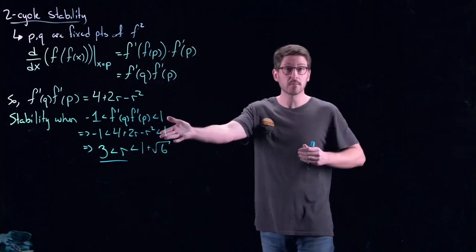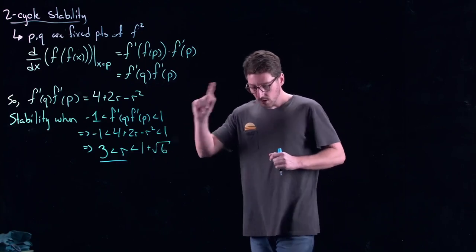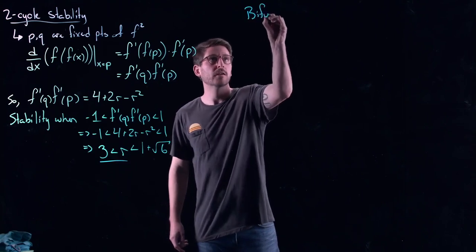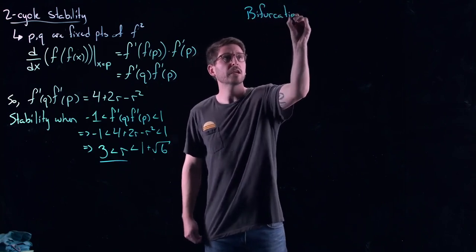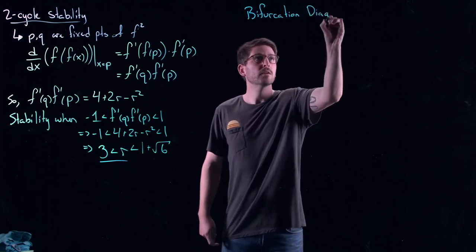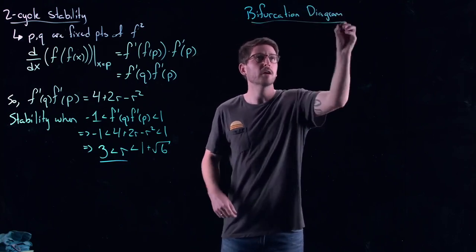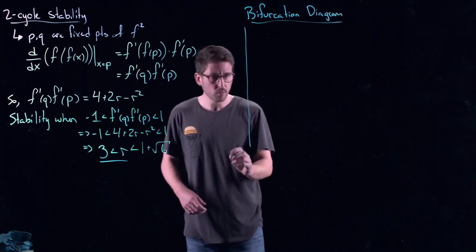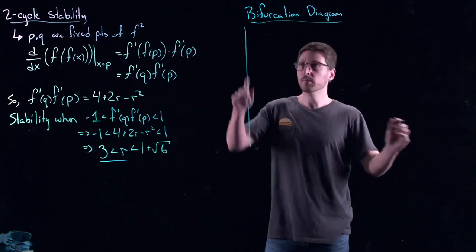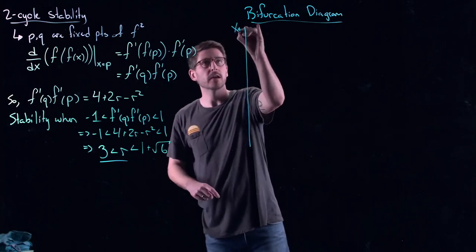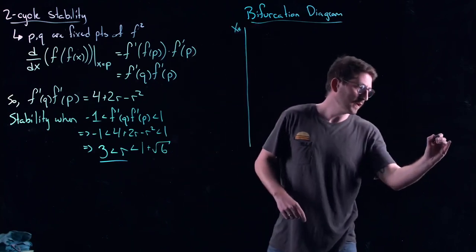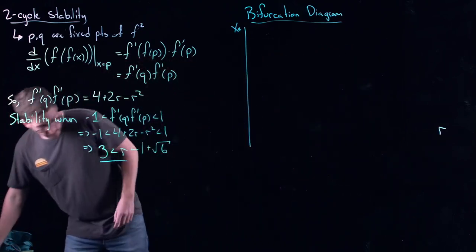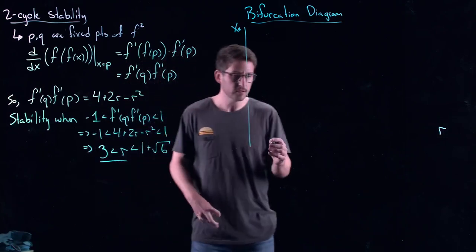It actually destabilizes again. So let's summarize with a bifurcation diagram what's going on. We've done bifurcation diagrams before. We plot the parameter on the x-axis, and on the y-axis, we plot the value of the fixed point, so I'm going to say x star. Now, in our case, we have more than just fixed points. We have two cycles as well.